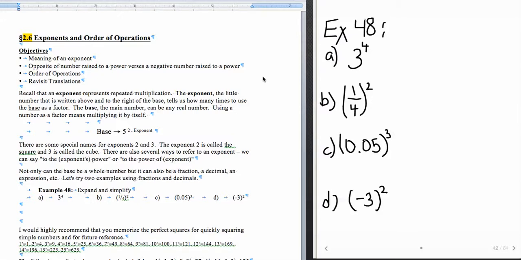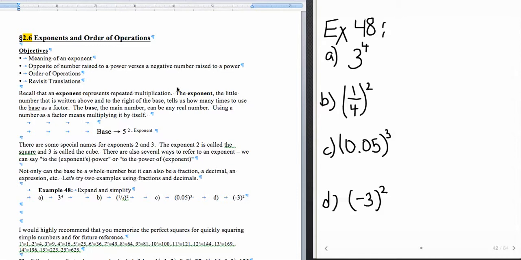This is section 2.6. In this section of the chapter, we will be talking about the meaning of an exponent and the difference between having the opposite of a number raised to a power and a negative number raised to a power. Then we'll talk about order of operations and we'll revisit translation problems.